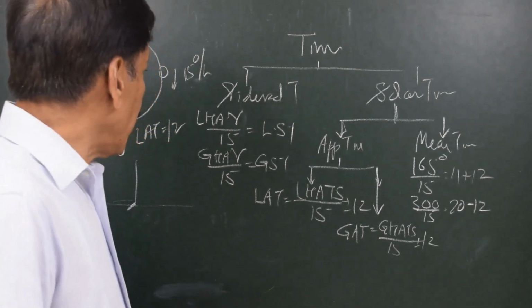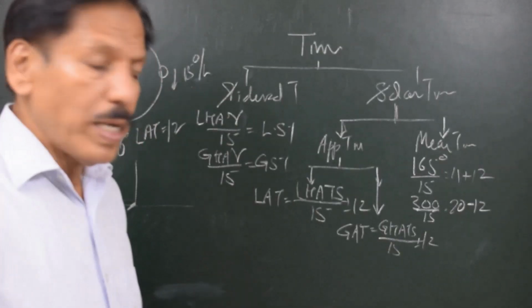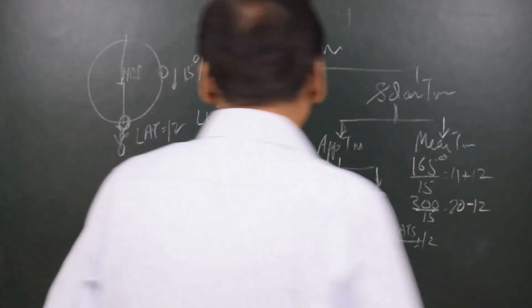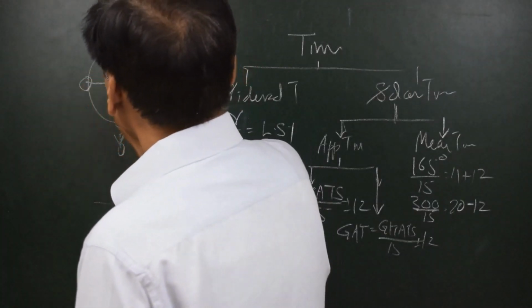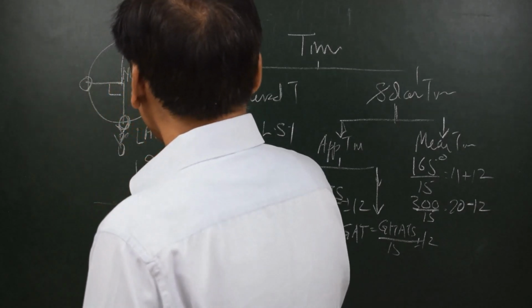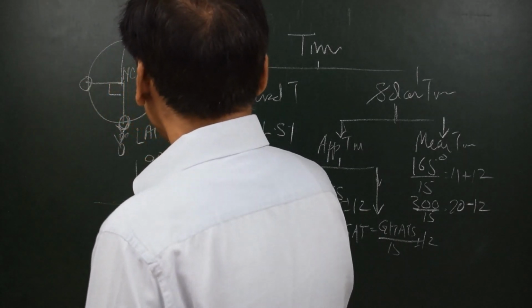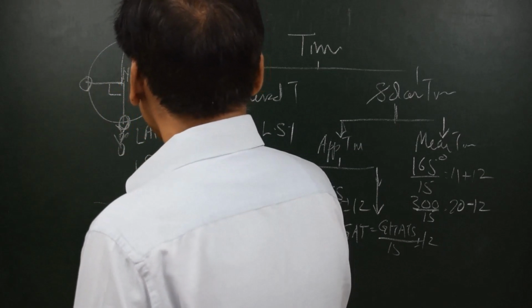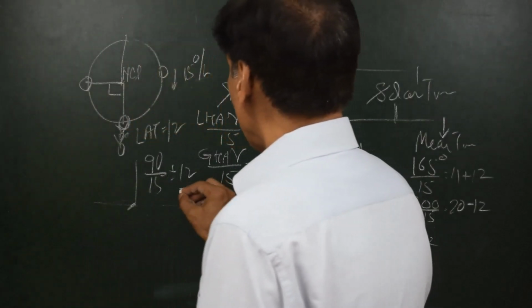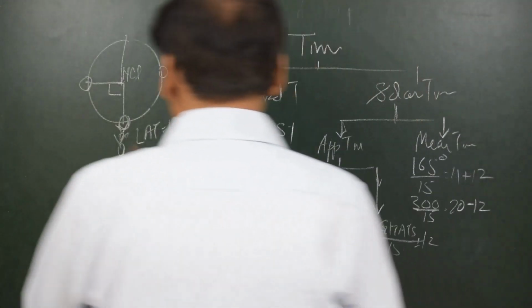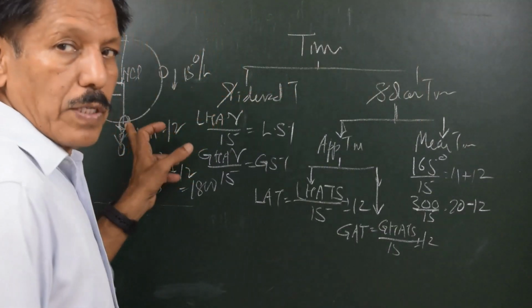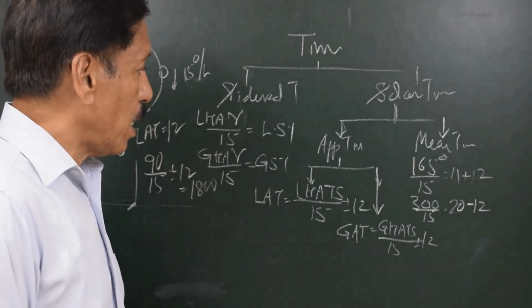So let us understand that we are able to measure the local hour angle. For example, if the sun is over here, this LHA is 90, right? 90 divided by 15 plus or minus 12 will give you 6 plus 12, which is 1800 hours. So when the sun is in this position, the local apparent time of this observer is 1800 hours.